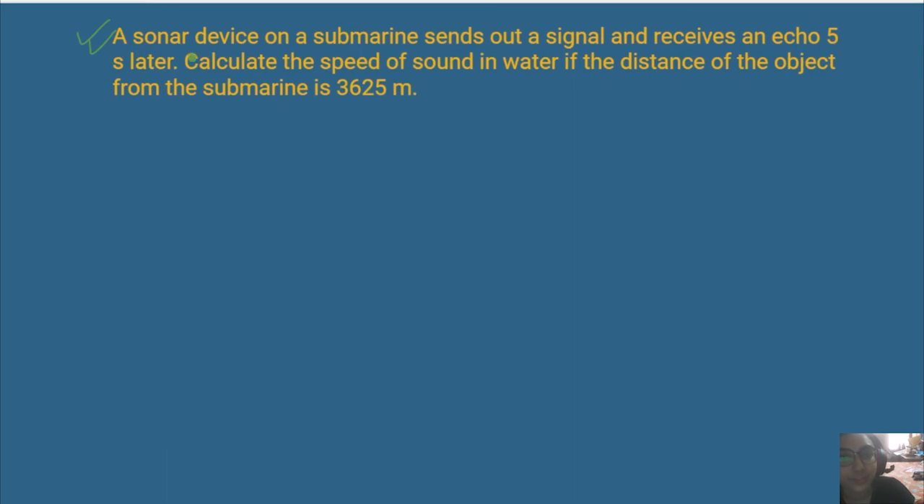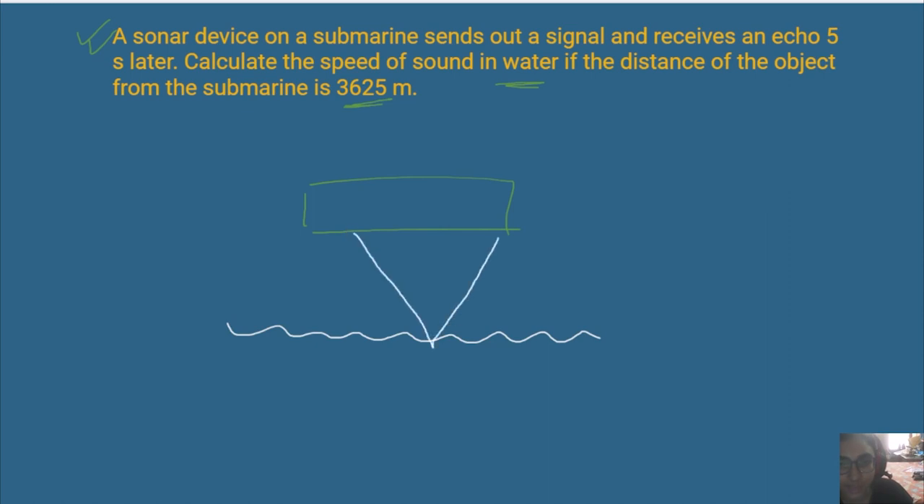So the last sum for today is about a sonar device on a submarine which sends out a signal and receives an echo 5 seconds later. Calculate the speed of sound in water if the distance of the object from the submarine is 3625 meters. So let this be a submarine here and let the seabed be somewhere around here. They are saying that they hear the echo after 5 seconds. It means the sound has transmitted and reflected, and the whole time, going down and then coming up, is 5 seconds.